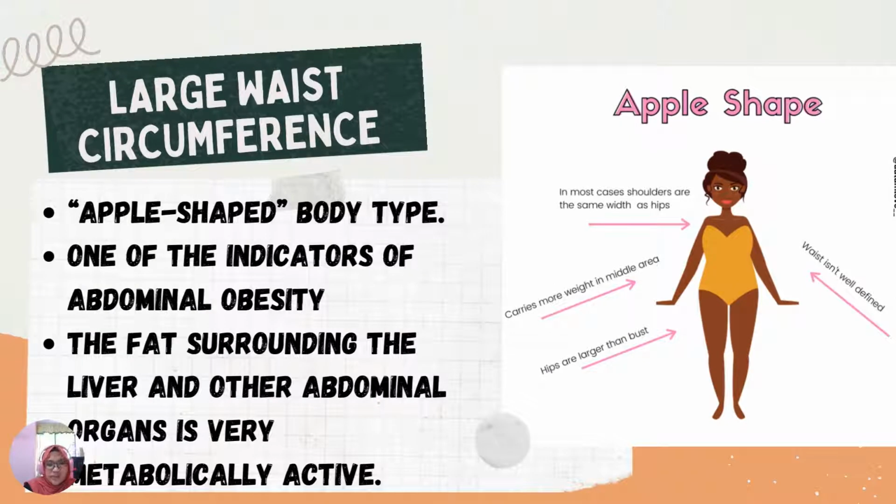So next is the large waist circumference. A large waist circumference can be seen in the apple-shaped body type in the diagram. A large waist circumference is also one of the indicators of abdominal obesity. Abdominal obesity means that the fat surrounding the liver and other abdominal organs is very metabolically active.